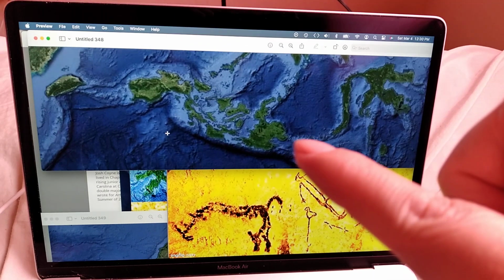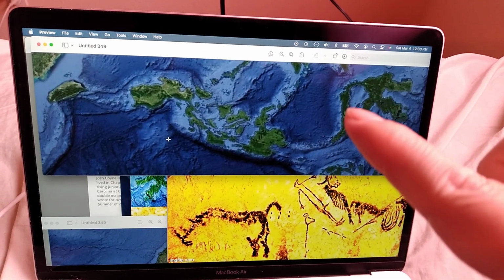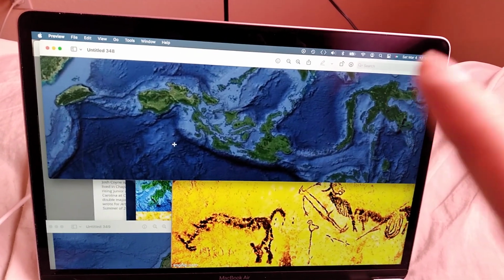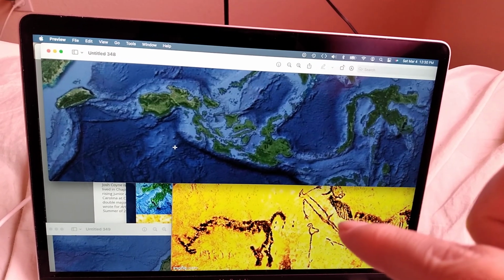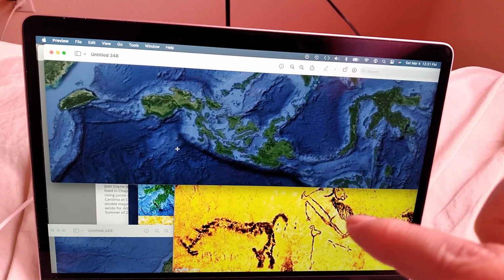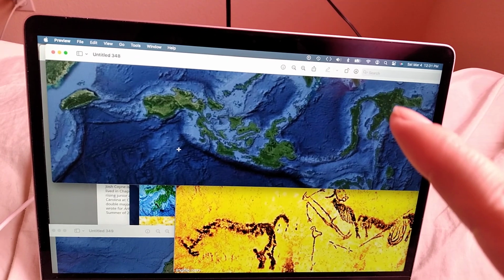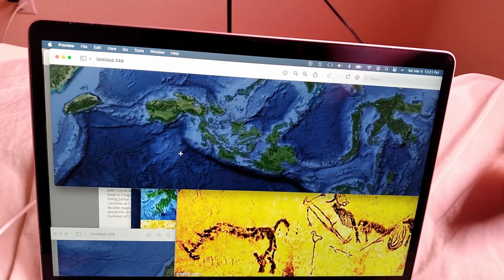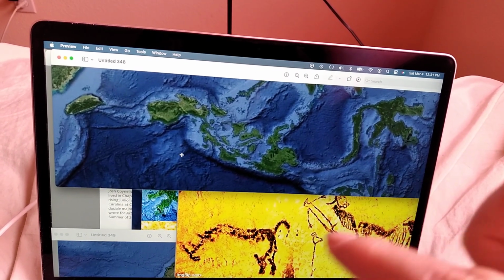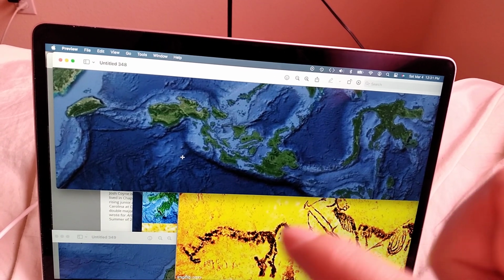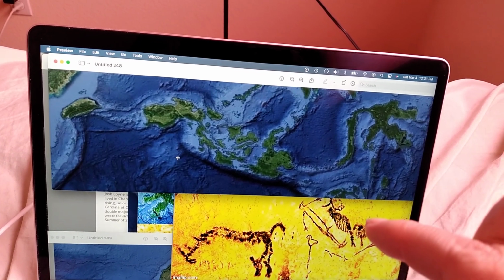But anyways, then this is Sulawesi, Indonesia, which is the site of the oldest paintings like this on Earth, I'm pretty sure. Like the oldest cave paintings are here. And they are basically the same type of thing, but I haven't fully deciphered them yet.